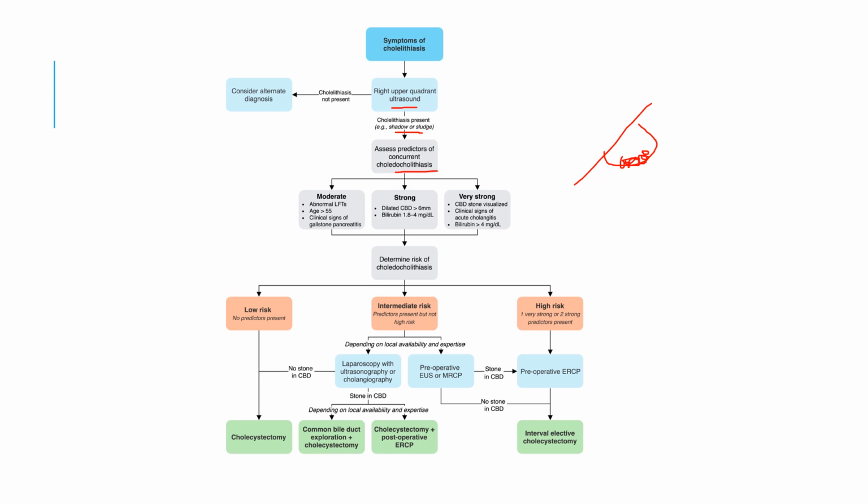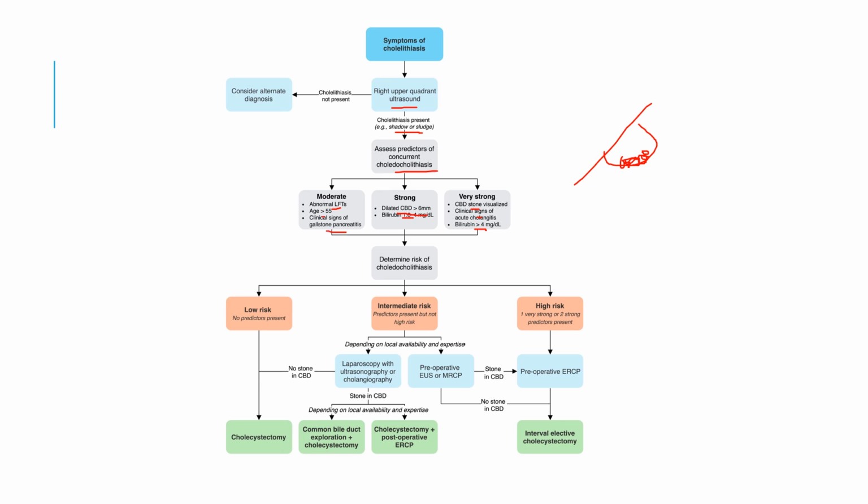So what are the predictors? Strong predictors are a dilated CBD more than 6 mm and bilirubin 1.6 to 4. And what are very strong predictors? With ultrasound you can visualize the CBD stone. There are clinical signs of acute cholangitis due to CBD stone, inflammation and ascending inflammation. Bilirubin more than 4. So up to 4 are strong indicators. More than 4 is a very strong indicator. Moderate predictors are abnormal LFT, age more than 55, and clinical signs of gallstone pancreatitis.